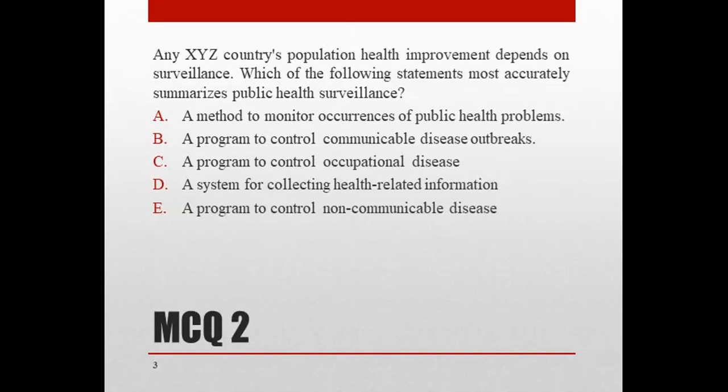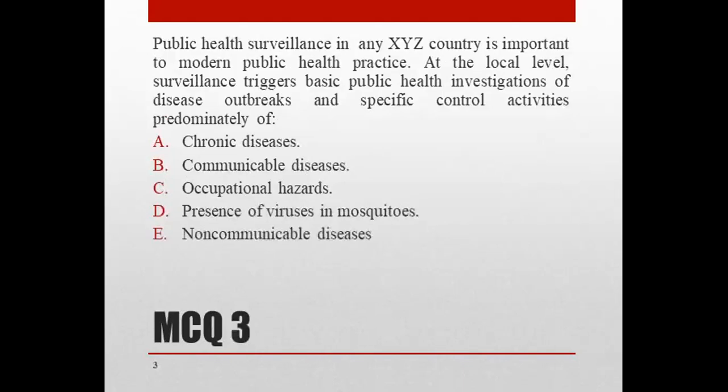B. Alpha. Public health surveillance is actually a method to monitor the occurrence of public health problems. Public health surveillance does not include any prevention or control activities, but it guides and directs control program activities regarding communicable disease. Therefore, alpha will be the correct option.